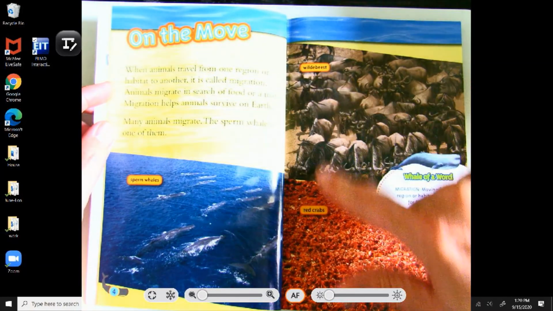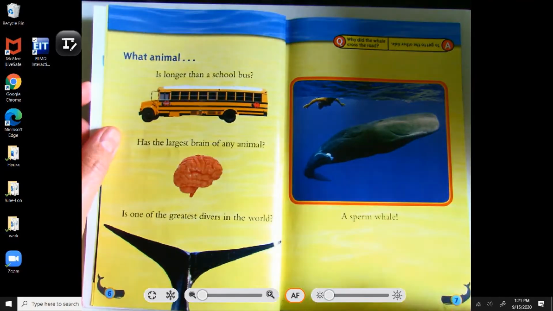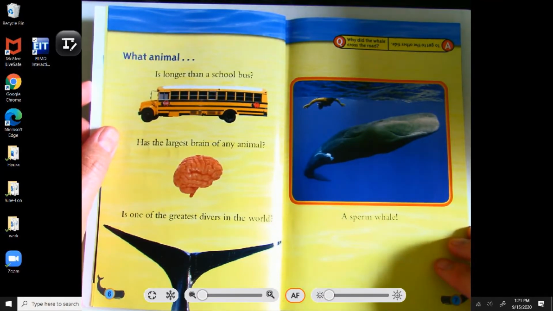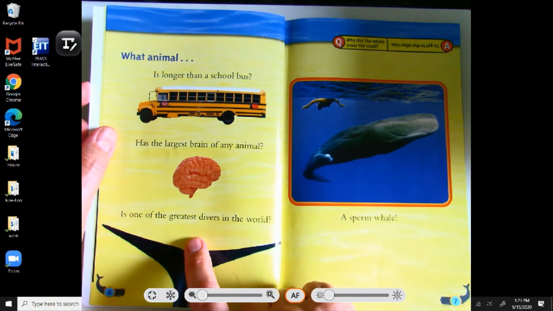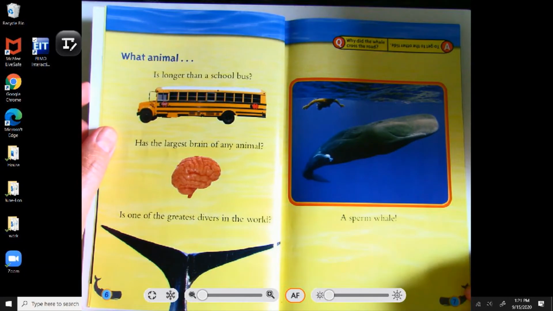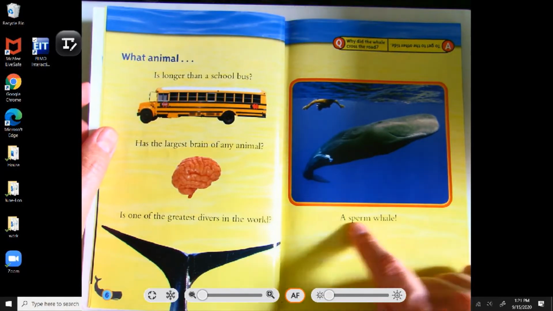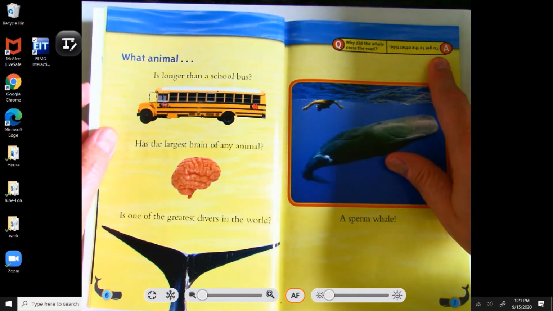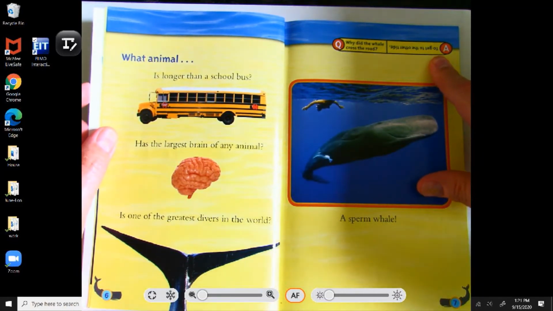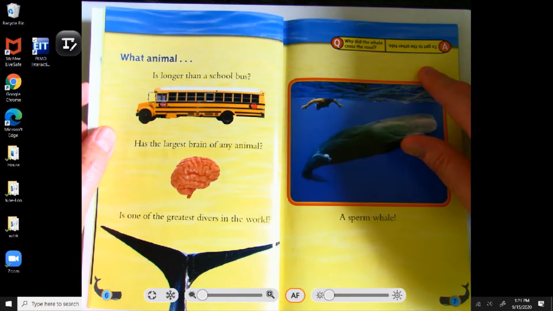Here are another two, right, based on our captions. What animal is longer than a school bus, has the largest brain of any animal, is one of the greatest divers in the world? A sperm whale. And another caption for this picture, right, telling us this is a sperm whale. Ooh, scholars, did you see this text feature, this insert, right, of extra information? This one's a joke. Why did the whale cross the road? To get to the other tide. Ba-dum-bum.